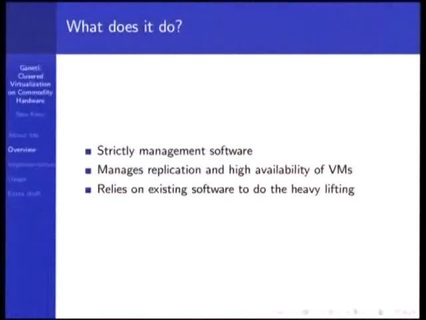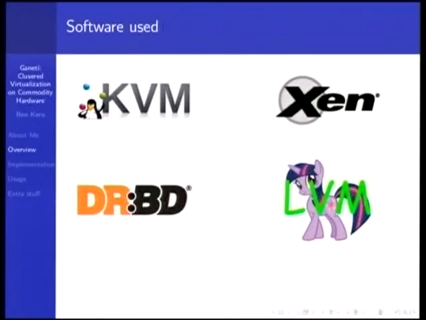Like I said before, it relies on existing software to do all the heavy lifting. They didn't want to remake code to do things like disk replication. They didn't want to redo an entire hypervisor or anything else. And so these are some of the software that it uses. It uses KVM or Xen. It uses DRBD for the disk replication, and it uses LVM for the volume management and disk partitioning. But LVM didn't really have a logo, so I gave it one. As soon as they have one, they don't deserve Comic Sans.